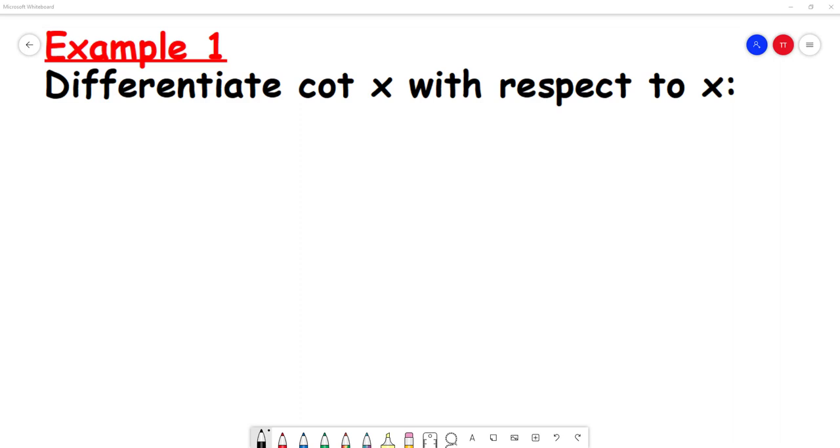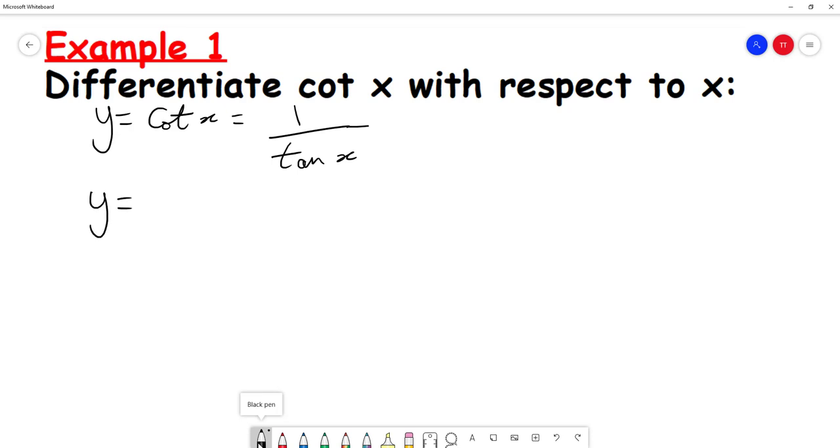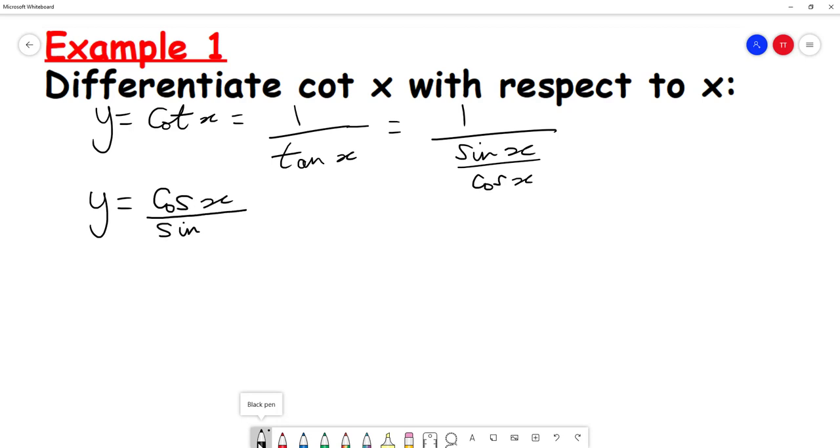In this video, we're going to look at how to differentiate cotangent of x, otherwise known as cot x. So we're going to write the function as y equals cot x first, but we know that cot is 1 over tan, so cot x is 1 over tan x. So I could write 1 over tan x as 1 over sine x divided by cosine of x, and that's going to give me cos x on the numerator and sine x on the denominator.